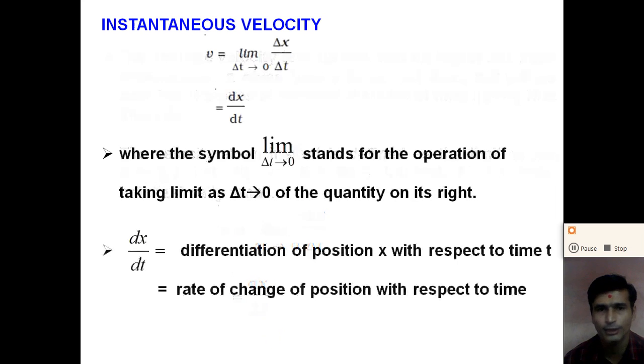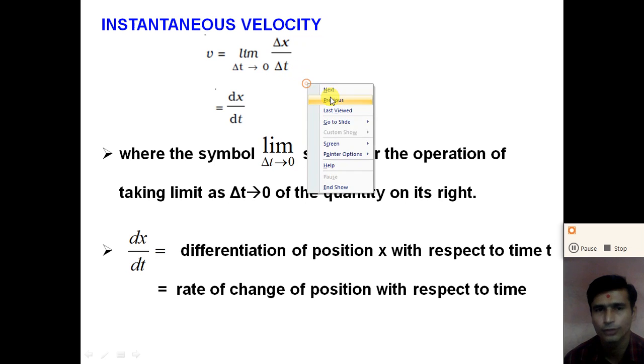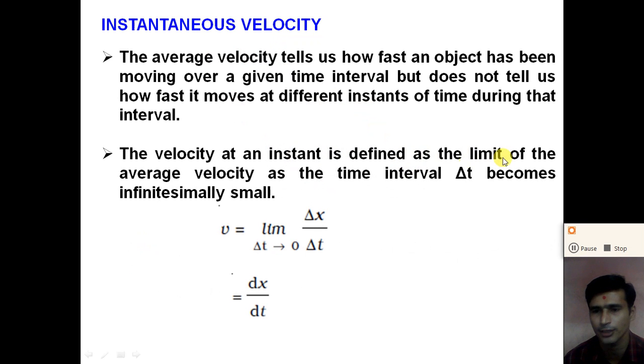So dear student, here v is equal to the limit as delta t tends to 0, the limit of resolution of the time interval delta t tends to 0. Here the time interval delta t is very small, infinitesimally small, and delta x by delta t is the average velocity. So the instantaneous velocity, by definition, is defined as the limit of average velocity as the time interval delta t is infinitesimally small.